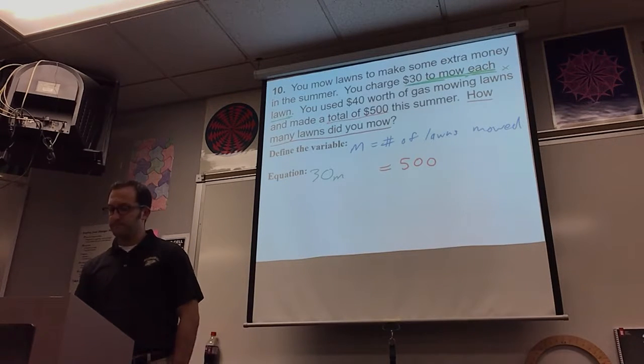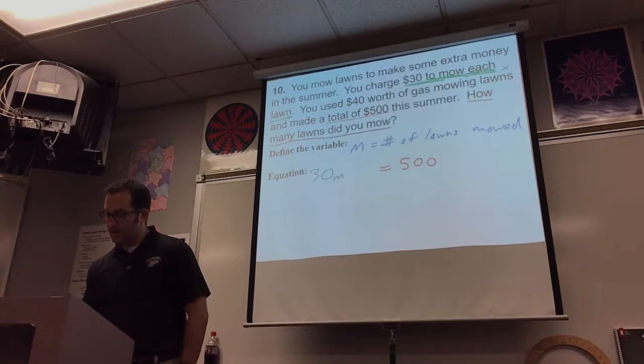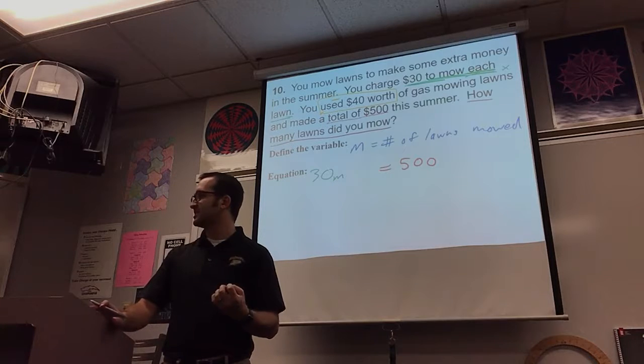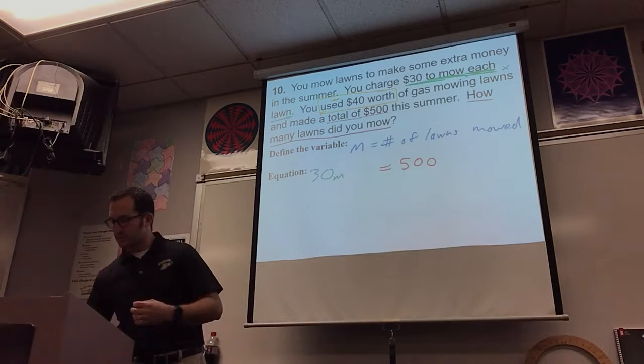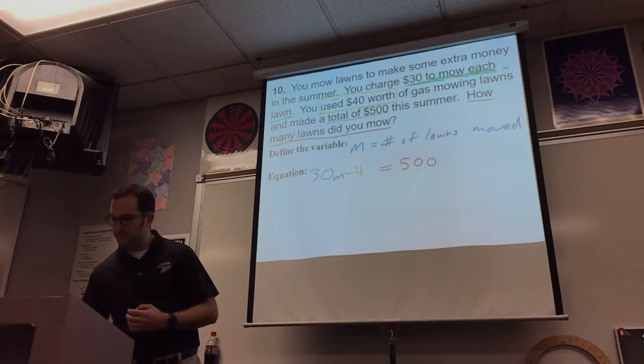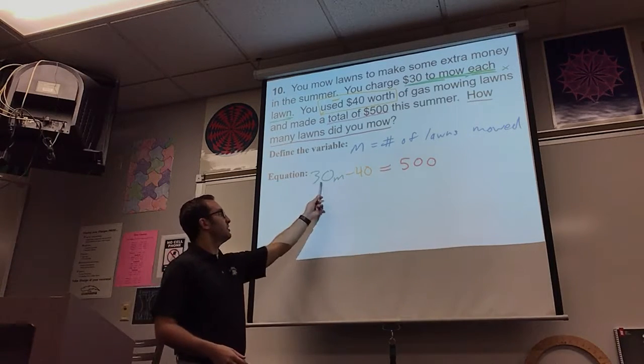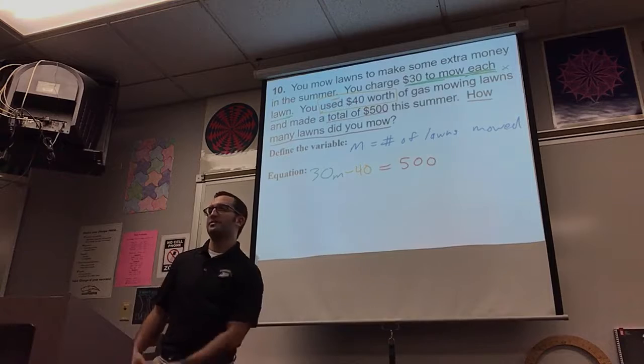Why? Because you spend that money. Yeah, we used. This is subtraction. We didn't make $40 worth of gas. That would be ridiculous. I used $40 worth of gas. So it's subtraction. And now we have an equation. 30M minus 40 equals 500.